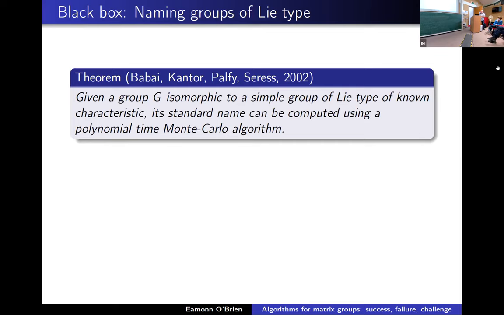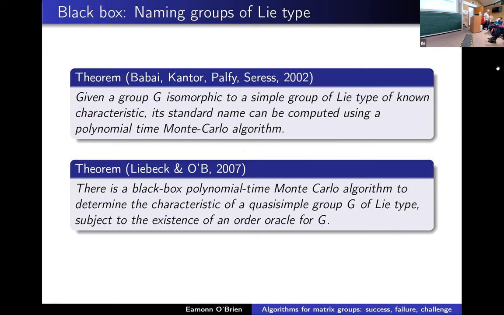I'm also interested in the case of C9, being able to name groups which lie in the C9 category. And here, there's a work of Babai, Kantor, and Seress from 2002, which says that if you're given a group which is isomorphic to a simple group of Lie type of known characteristic, then its standard name can be computed using a polynomial time Monte Carlo algorithm. So one of the things we need for this is to know what the characteristic is. And that's where I managed to entice Martin to get involved in this project back in 2007, where we came up with an algorithm which actually determines what the characteristic is.